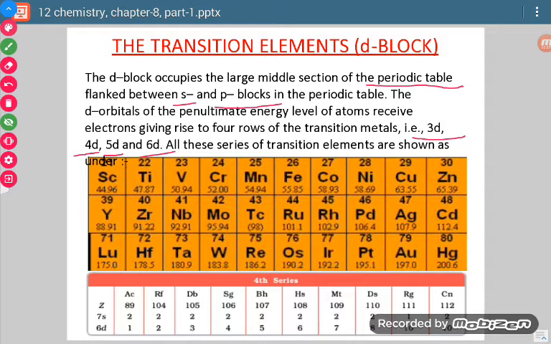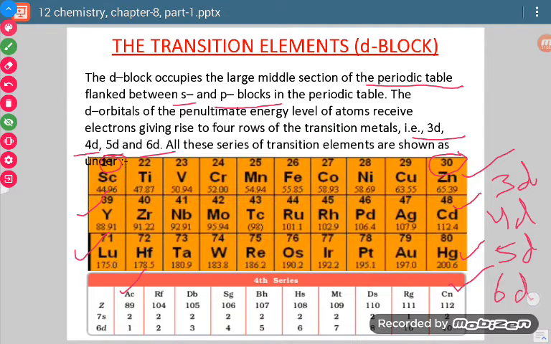Those elements for which atomic numbers are from 21 to 30, the elements from scandium to zinc, they are in the 3D series. Similarly, the elements from yttrium till cadmium, they are in the 4D series. From lutetium to mercury, they are in the 5D series, and similarly from actinium to copernicium, they are in the 6D series.